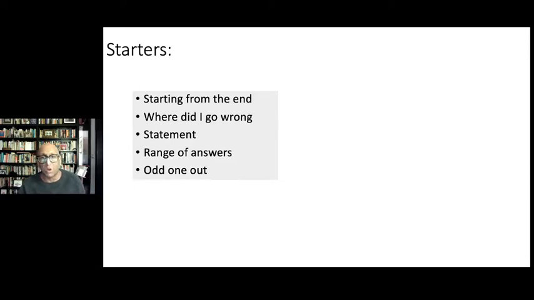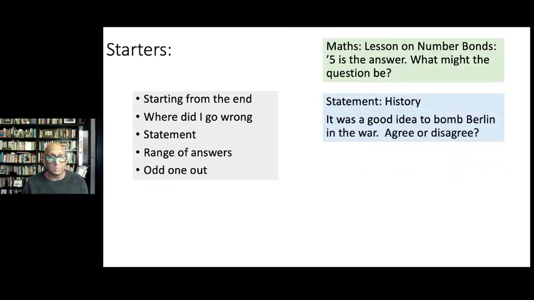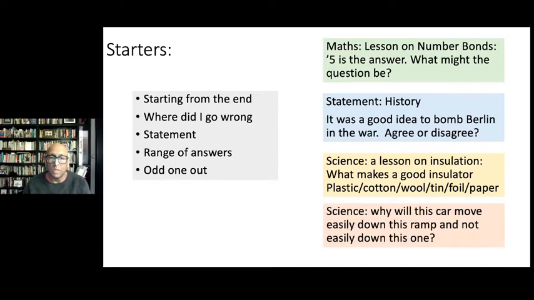Instead of getting them to copy something down, why not get them to think? So you can start from the end. 5's the answer. What might the question be? You can do a statement: it was a good idea to bomb Berlin in the war. Do you agree or disagree? What makes a good insulator? You have a range of answers: plastic, cotton, wool, tin, foil, paper. Justify your answer. Why will this car move easily down this ramp and not easily down this one? Forcing students to think, justify, compare.